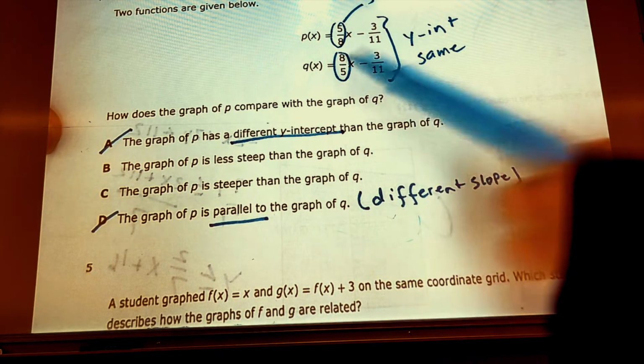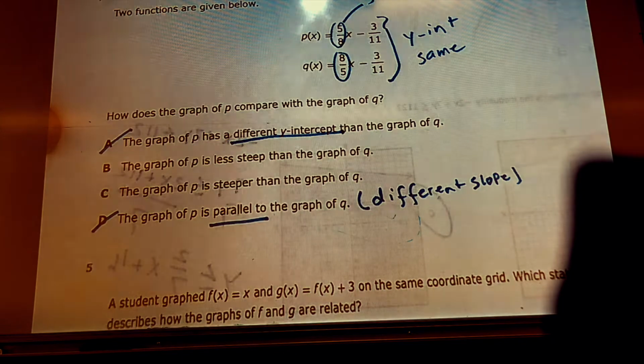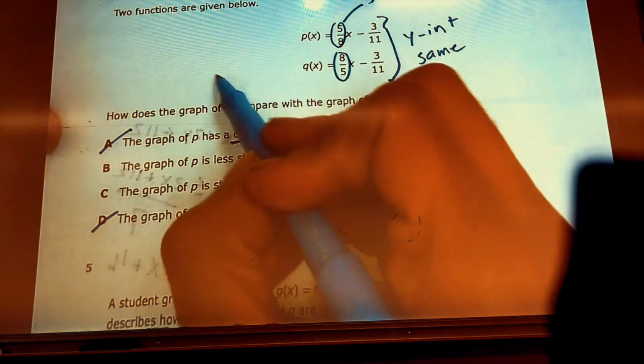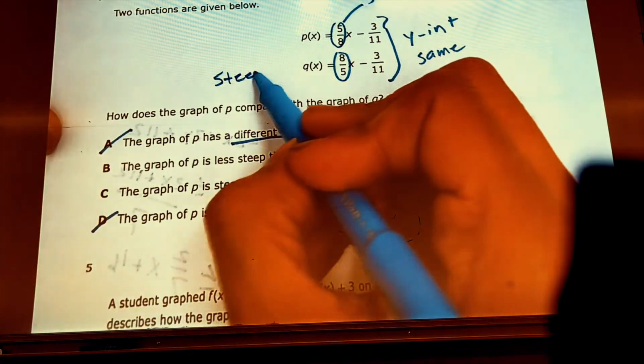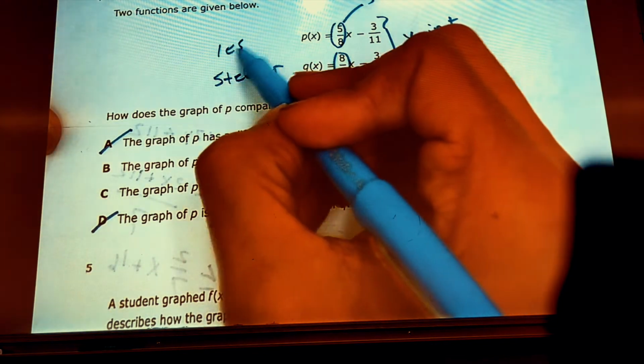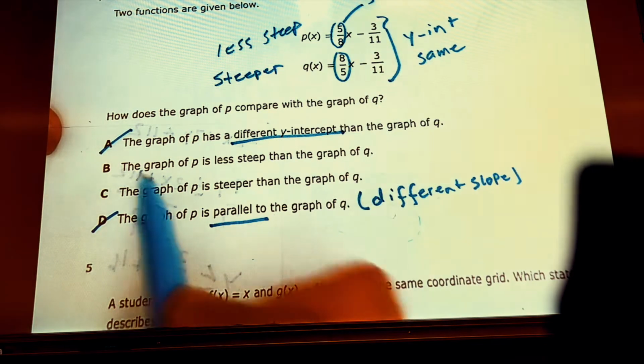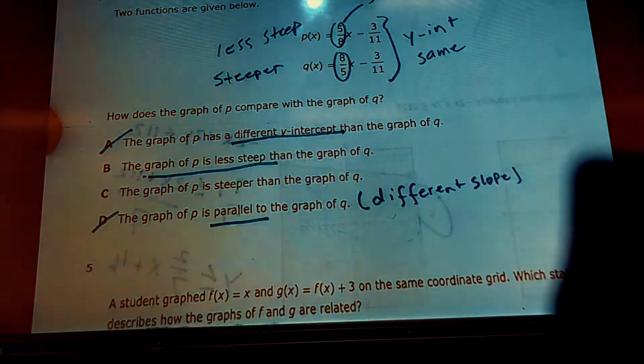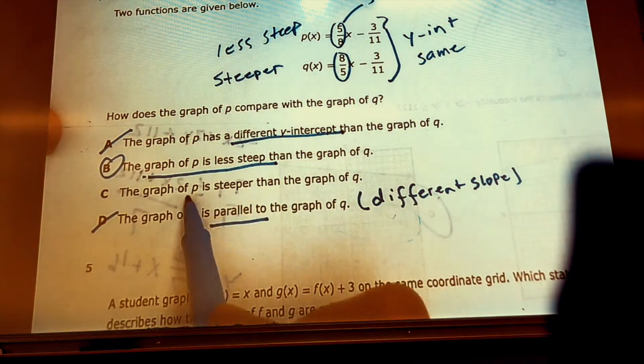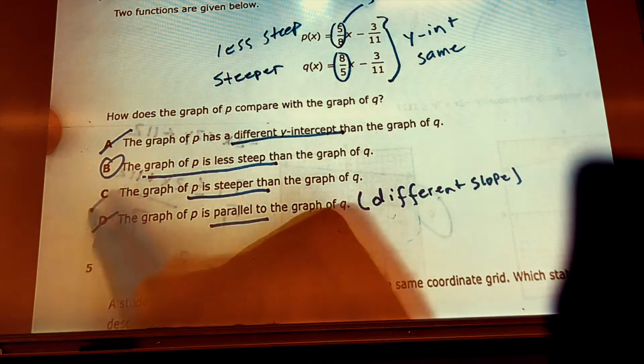So which one is steeper? Q. The one that's greater than 1, Q. So this is steeper. Bam. You can call this less steep. P can be called less steep if you want to say it that way. Let's see how they say it. The graph of P is less steep. Yes. That's right. Yes. The graph of P is steeper? No. What happened?